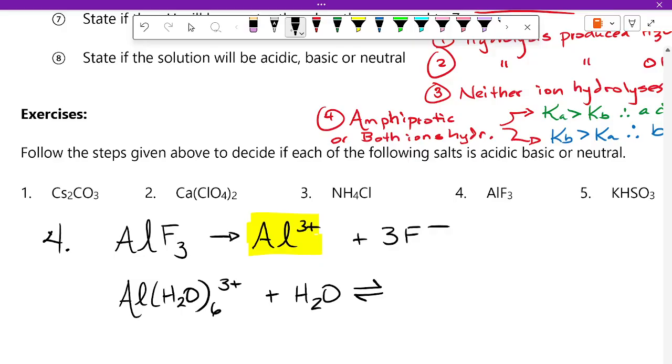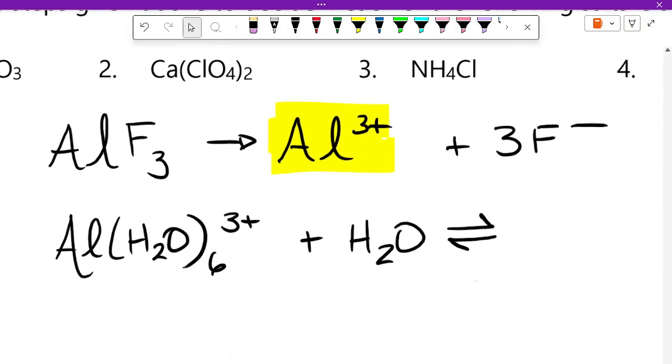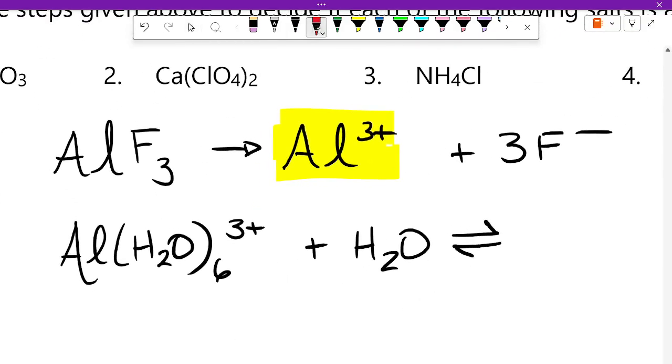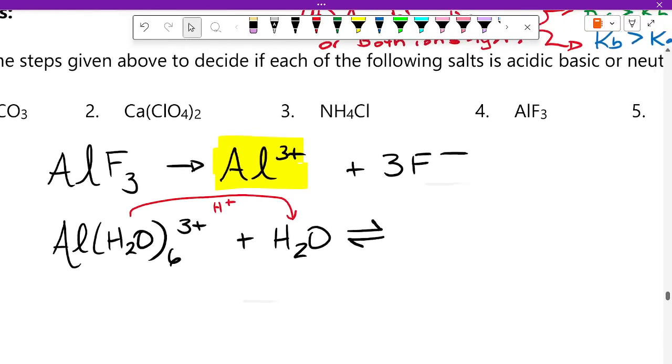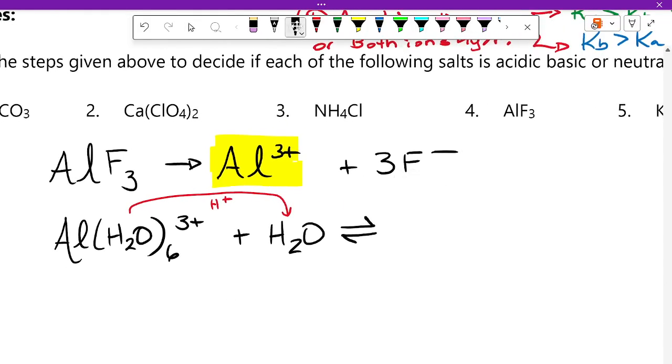Now you can figure out what the products are. You can say cations always give protons. They always donate protons. So we're going to end up with Al, 5 of our waters stay intact, and 1 of our waters has become an OH.